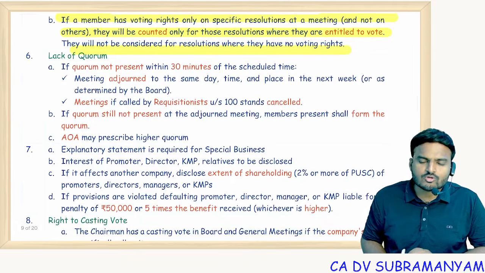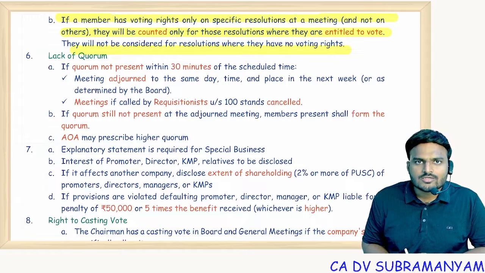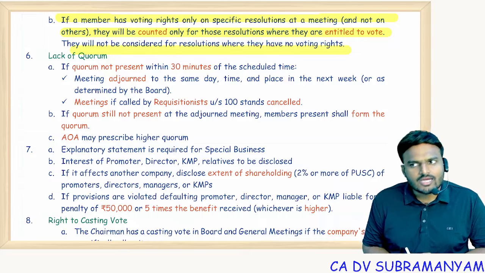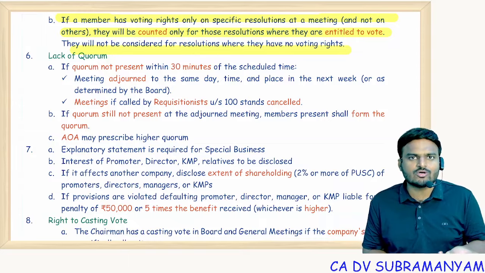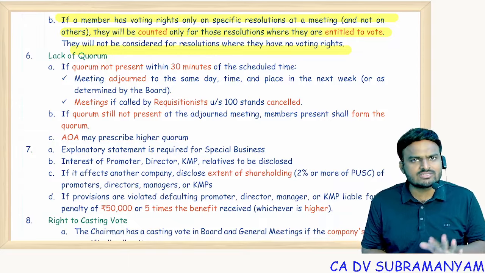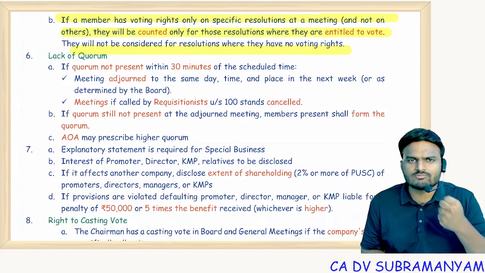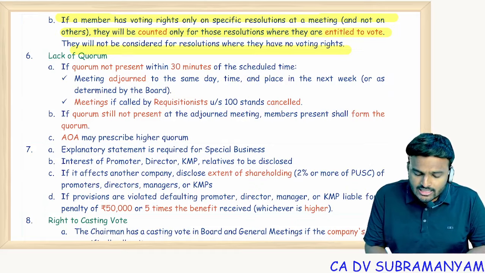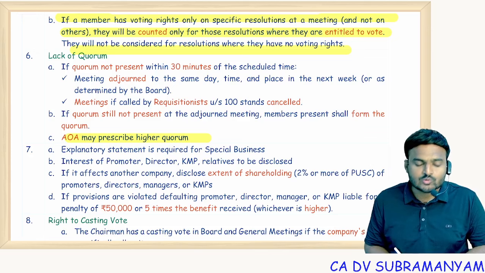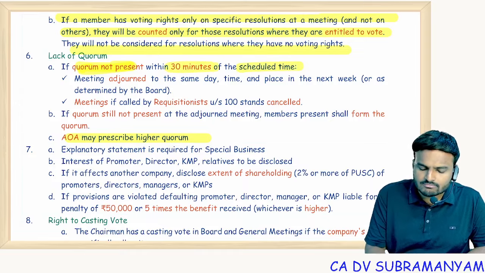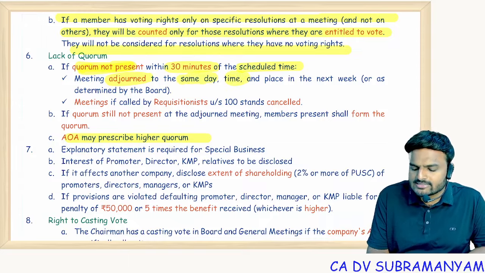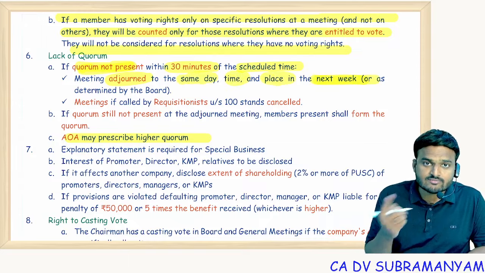Lack of quorum. Quorum is how much? 2 in case of private company, and in case of public company 5 or 15 or 30 depending on the slabs: up to 1000, 1001 to 5000, above 5000, 30 members personally present, so proxy will be excluded. Of course, AOA may prescribe a higher number. Lack of quorum: if no quorum is present within 30 minutes of the scheduled time, the meeting stands adjourned to the same day, same time, same place in the next week.